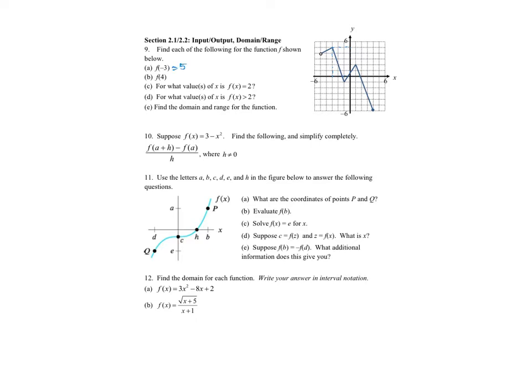Then I want to find f of 4, so I'll go over to 4 on the x-axis, 1, 2, 3, 4, and down to the function value is -6 when x is 4. For what values of x is f of x equal to 2? So for this, I want to go here at y equal 2 and see when the function is equal to 2. And so it looks like x equals -2 and x equal 1.